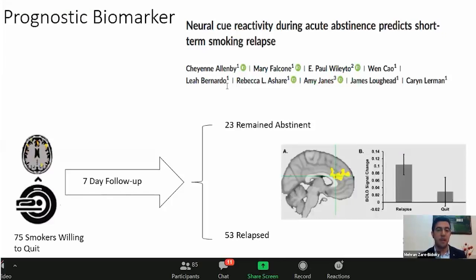They found that people who relapsed in this period had higher activation in anterior cingulate cortex at baseline compared to quit group. Therefore, the prognosis of people with higher anterior cingulate cortex activation was worse.